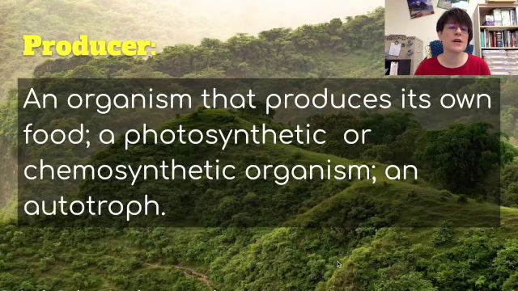In an ecosystem, there are producers. This is an organism that produces its own food, a photosynthetic or chemosynthetic organism, which is an autotroph. And so in the background here, there are trees and grasses, and all of those perform photosynthesis. So they are producers because they produce the food for the ecosystem. Now, deep down in the ocean trenches, there are actually bacteria that do not require sunlight, that perform chemosynthesis, that provide those resources for those particular ecosystems.